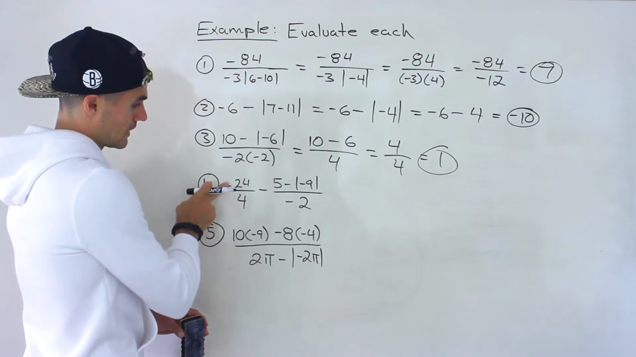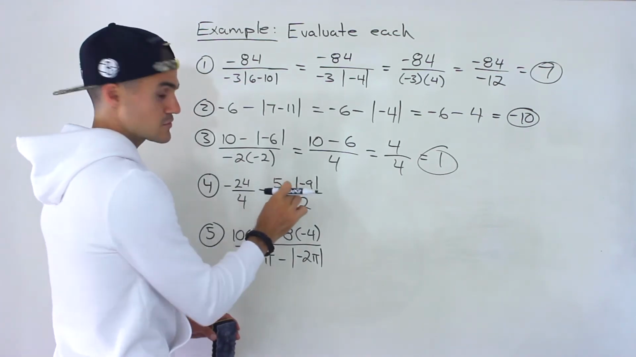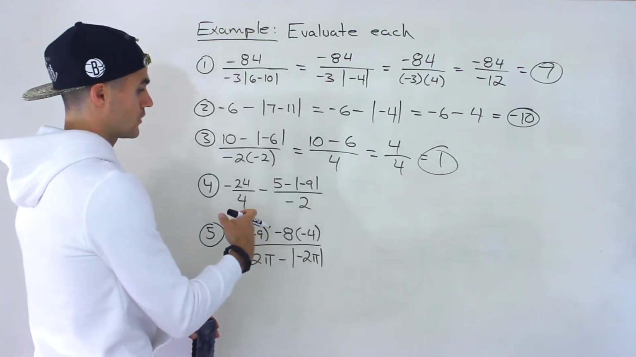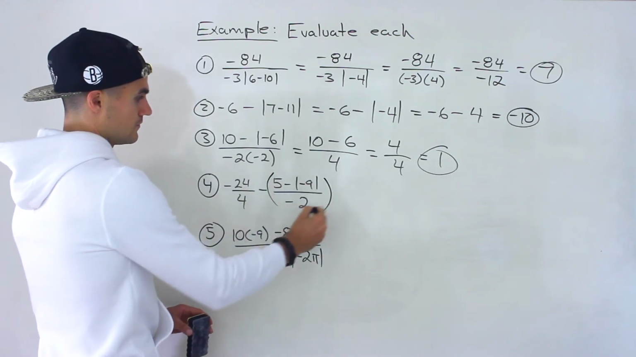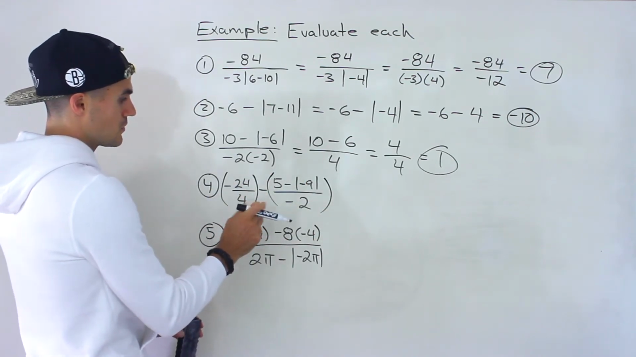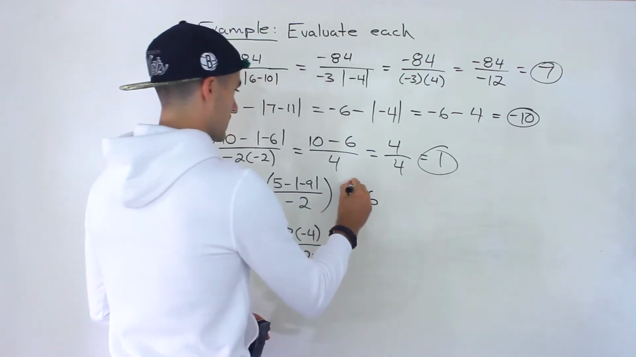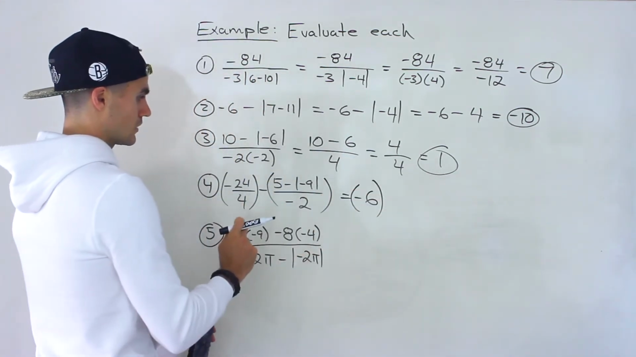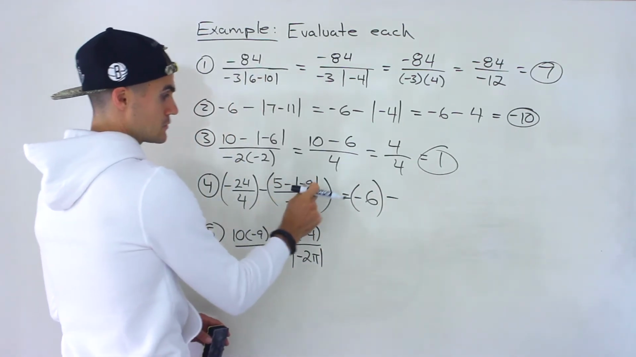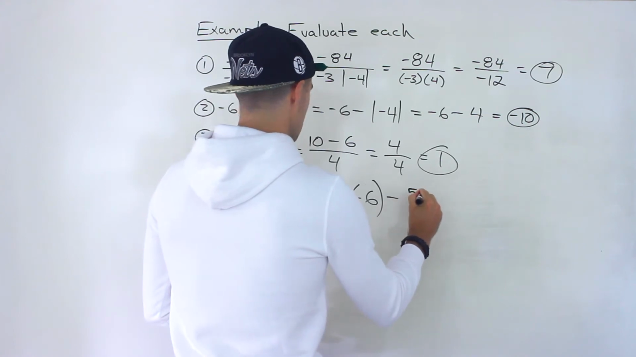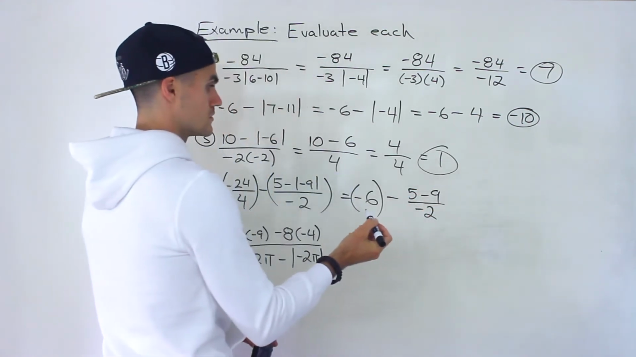Then number 4, we have negative 24 over 4 minus 5 minus the absolute value of negative 9 all over negative 2. First thing, notice these are sort of like two separate expressions that we can work with. So negative 24 over 4 gives us negative 6. We'll put a bracket there just so you can relate it. And then we have the minus. Now we have 5 minus the absolute value of negative 9, which is positive 9. And that's going to be all over negative 2.